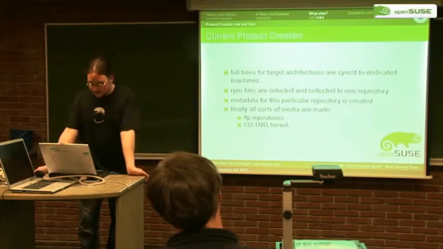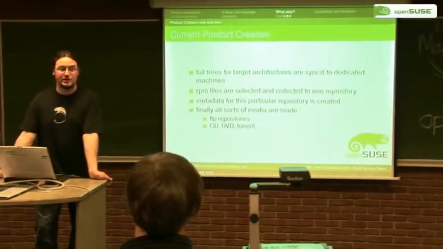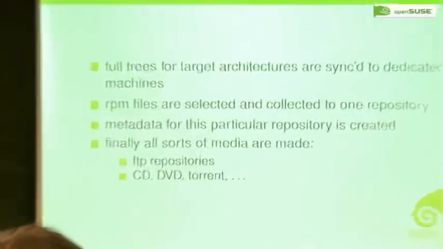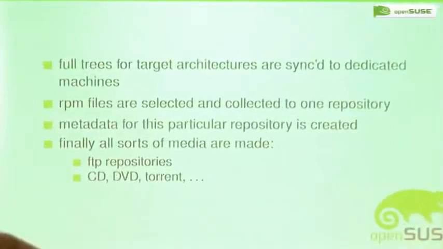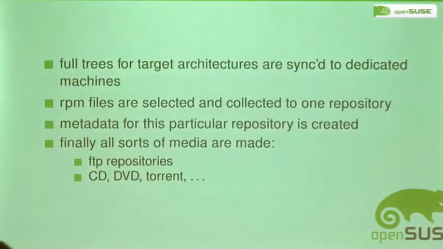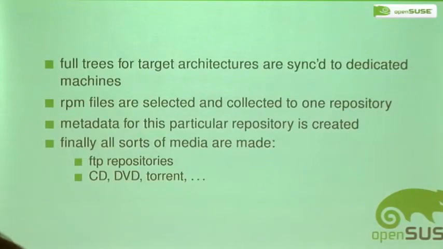Product creation at the moment is what I described, what the auto-build team does: creating installation repositories, and creating images from that. There are steps. You have to create metadata, you have to collect packages, you have to resolve dependencies in parts to make sure that everything is installable. And finally you have an installation repository from which you create FTP repositories, DVDs, BitTorrent files, whatever, that we distribute as such.